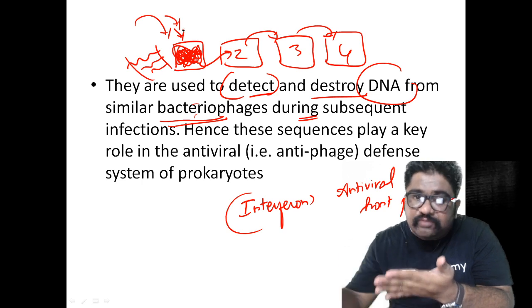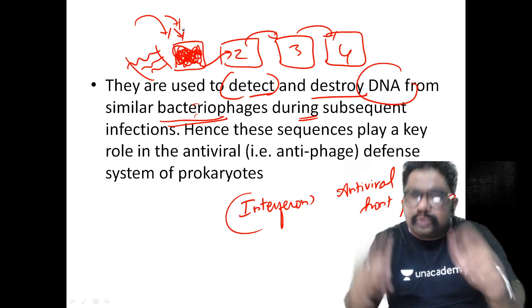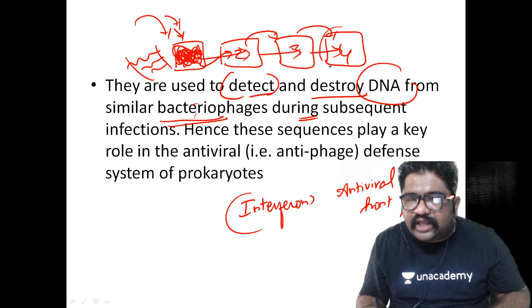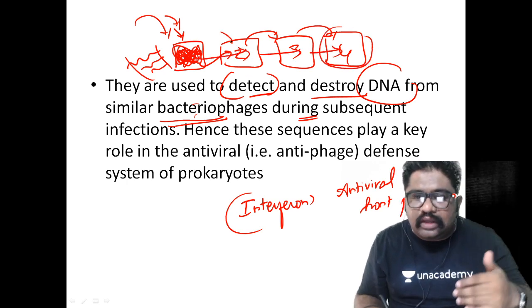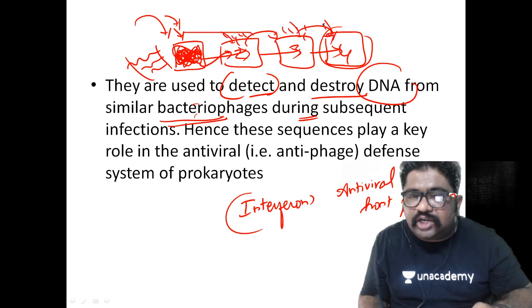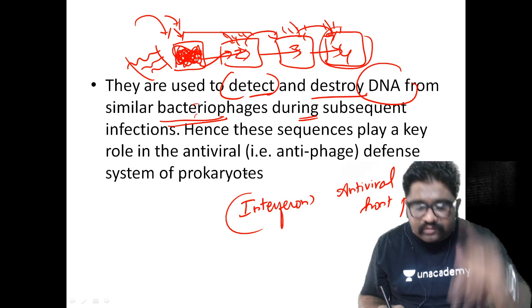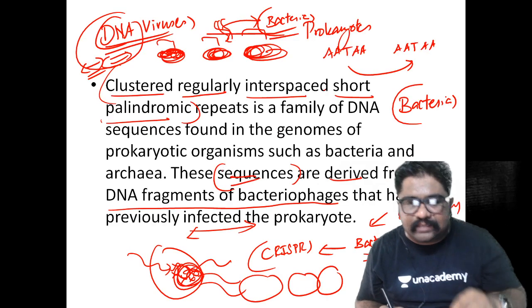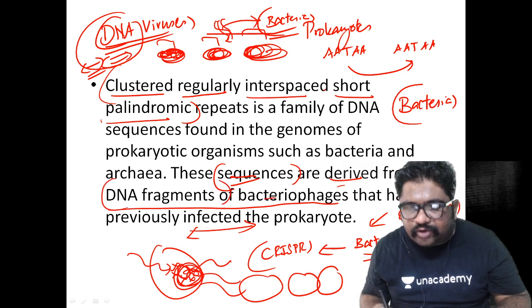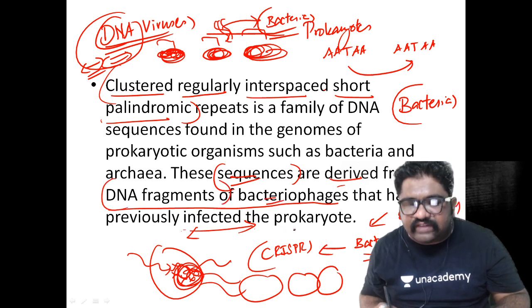This was the genetic information of the virus. This was the mechanism used by the virus. All these data will be given to the subsequently present kind of cells. Now these cells will learn about this information about the virus. They'll become slightly more resistant to the infection by the virus. Now, CRISPR also has the same kind of activity. These sequences are derived from the DNA fragments of bacteriophages that had previously infected the prokaryotes.